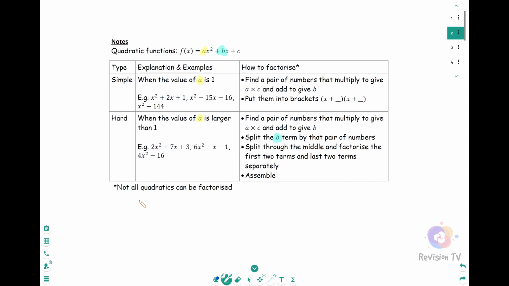Right. However, not all quadratics can be factorized. Now, let me ask you a question. If it can't be factorized, how can we solve a quadratic equation? Maybe you can tell me, even though I can't hear it. Yes, if you told me the answer is the quadratic formula, then you're correct. So not all quadratics can be factorized. If it can't be factorized, you can always rely on the quadratic formula to solve a quadratic equation. However, some equations just do not have a solution at all.